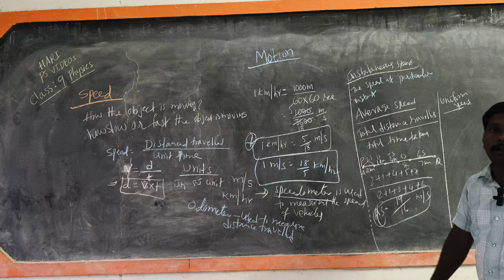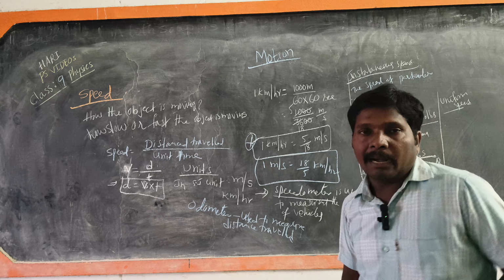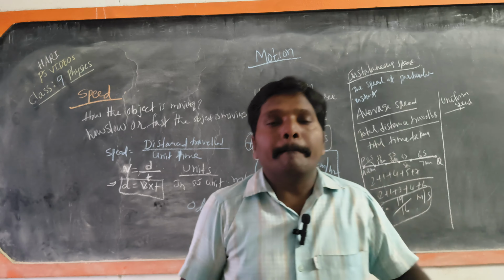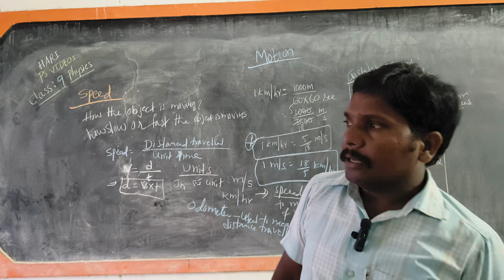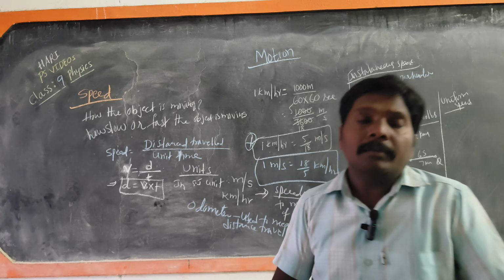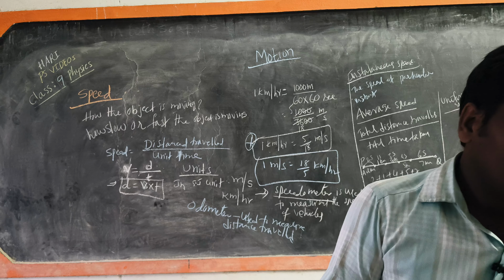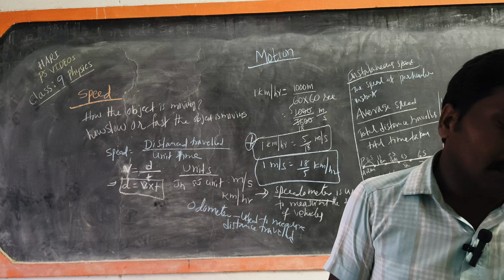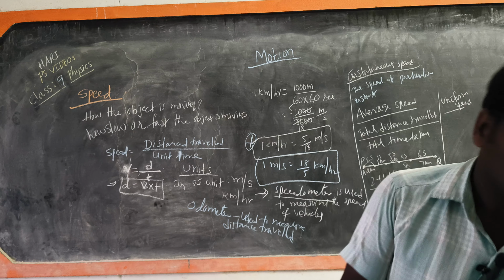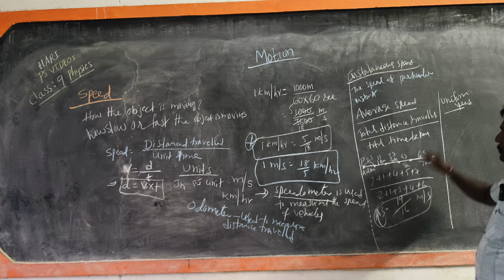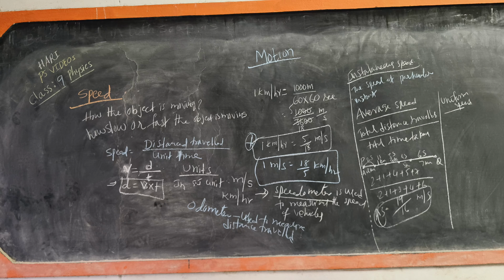So the total distance traveled by the object divided by the total time taken by the object to complete the distance, you can call the average speed. This is about average speed.